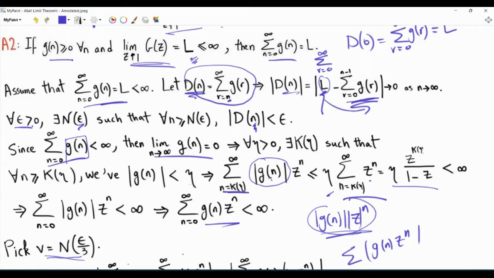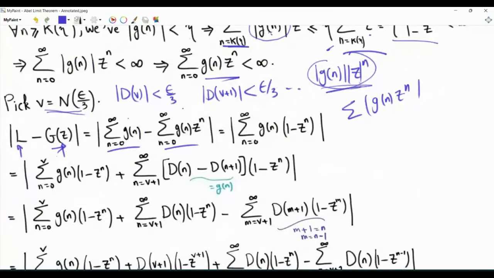By making this choice, for example, the magnitude of d of v will be less than epsilon over 3. The magnitude of d of v plus 1 will be less than epsilon over 3, and so on and so forth.